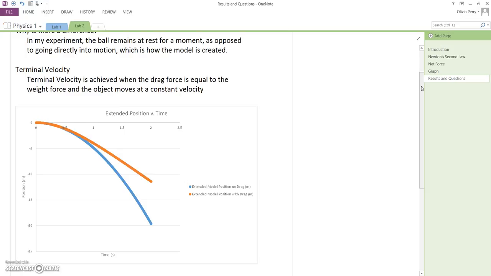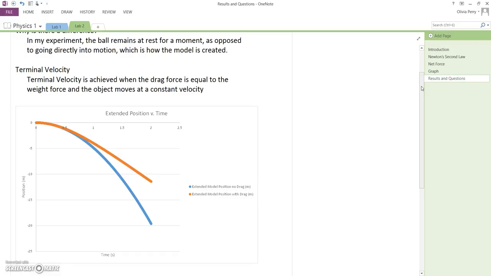Terminal velocity is seen in the end of my experimental data when the velocity equals negative 5.121 meters per second. It is also seen in my model data in this graph, where I have extended the time the model runs in order to show it better. The orange line, which is the model with drag, starts to straighten out, whereas the blue line, showing no drag, continues to curve.